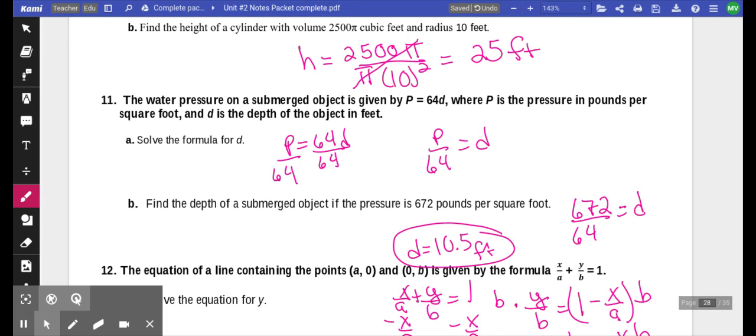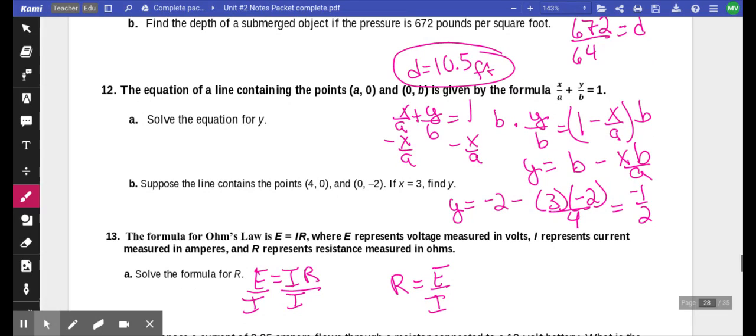Okay, so number 11, when we take the equation p equals 64d and solve for d, we get p over 64 equals d. So then for b, we substitute in 672 and 64, and we get d equals 10.5 feet. 12, we solve that equation for y, we get y equals b minus x times b all over a. Substitute in, and we find out y equals negative 1/2.